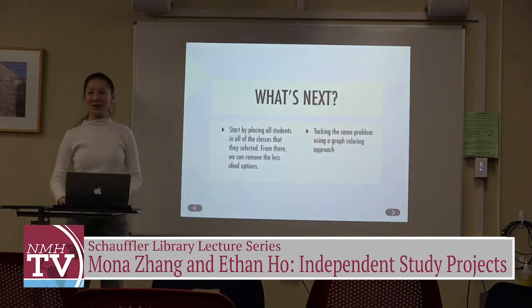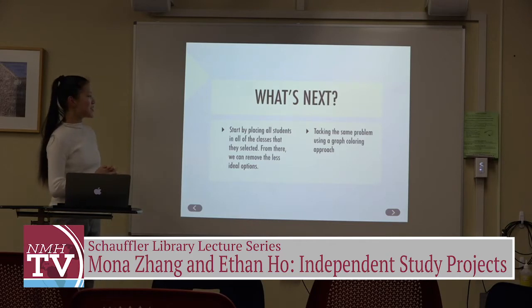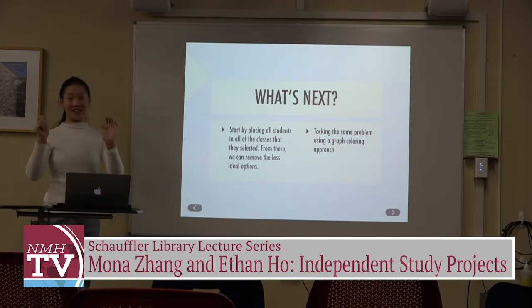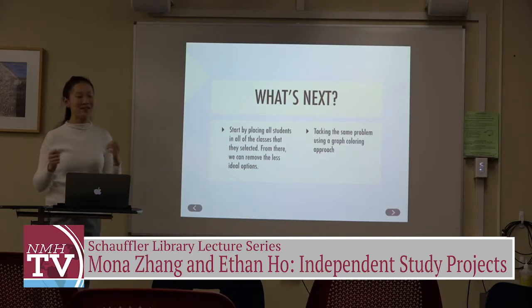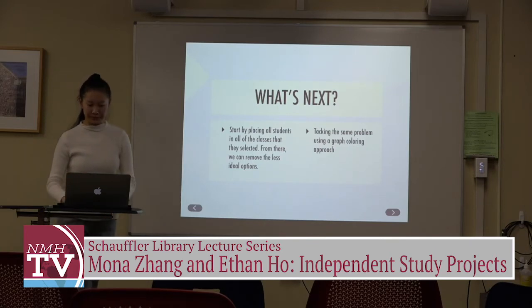Then I just want to talk a little bit about things I want to do next with my program. One of the things that Abby and I were talking about, which would be kind of a crazy idea, would be to put all students in all the classes that they selected, so the first, second, and third choice classes, and then remove the less ideal options. It could be a little bit hard to do, but could be really interesting. And I wonder how that output would compare to the one that I have right now.